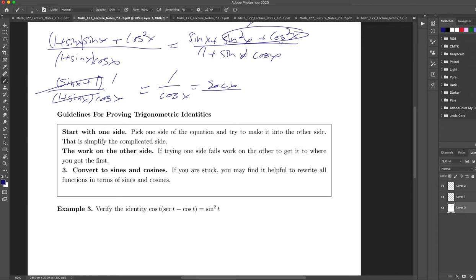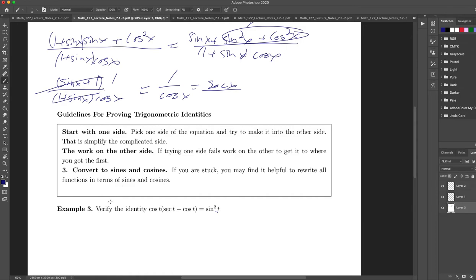until you hit that. So here's some guidelines for proving trigonometric identities. Here we're going to verify a lot of identities for a little while. So you're going to start with one side and try to make it into the other. You're going to take probably the more complicated side, right? That is, try to simplify the complicated side and see if you can make it look like the other. If that doesn't work, try to work on the other side to make it look like this one after you've done your simplifications. And if you get stuck, just convert everything to sines and cosines, and usually it can slowly filter out from there. So let's do this slowly.